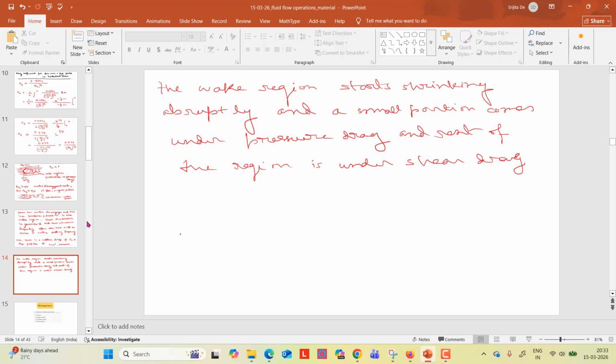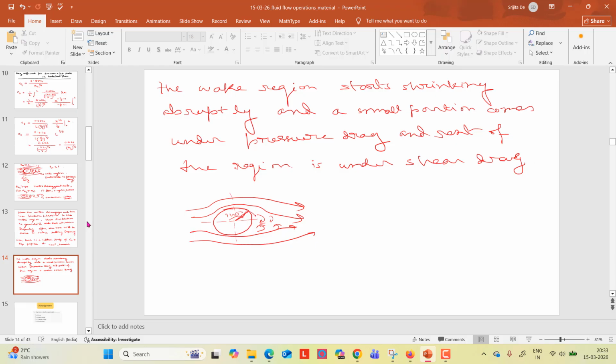So now what happens if I draw this? So now this becomes like this, and this wake region shrinks. Okay, this wake region shrinks down, and now the separation starts at this angle. Okay, the flow separation starts at this angle, so it is now around 140 degrees or 130 degrees.